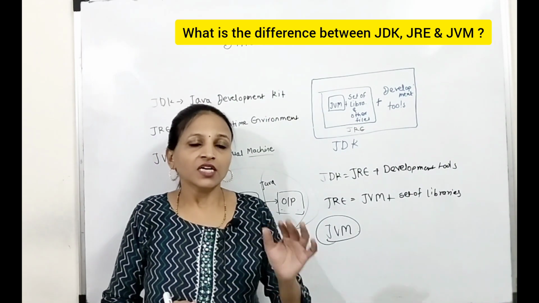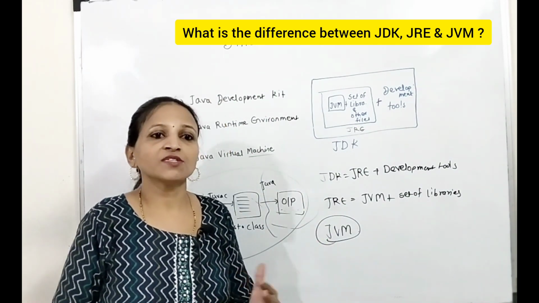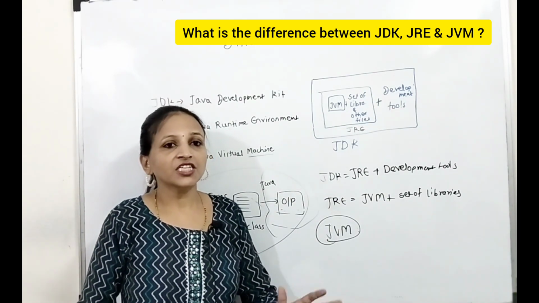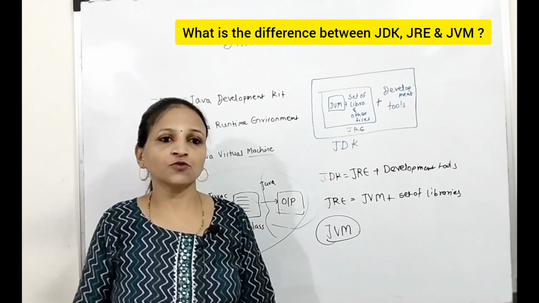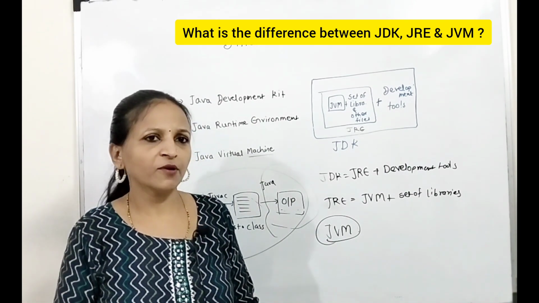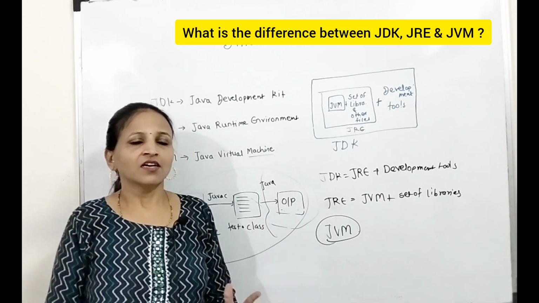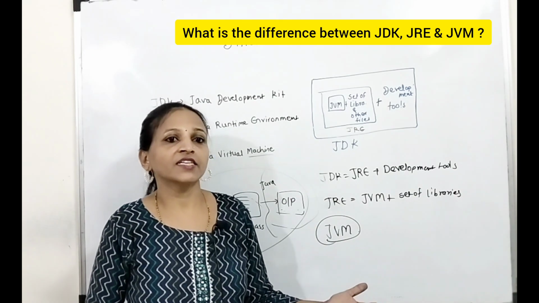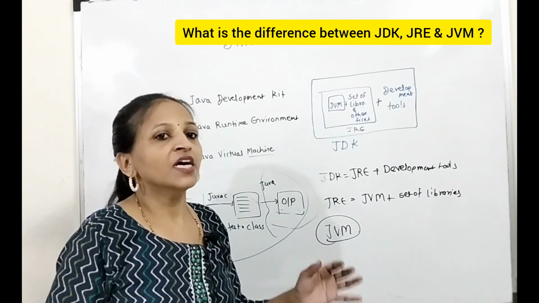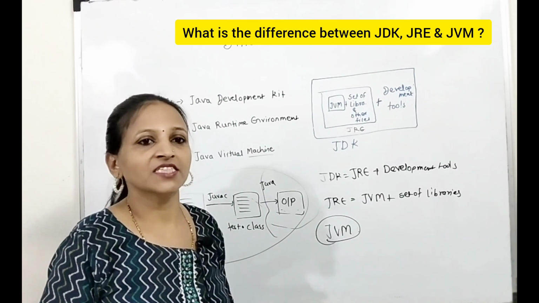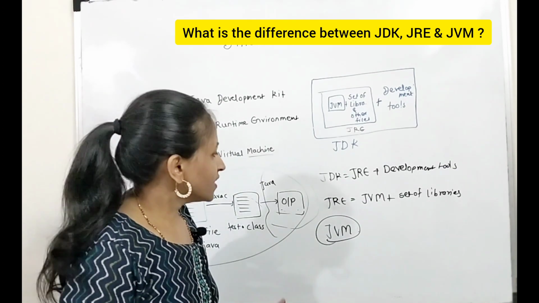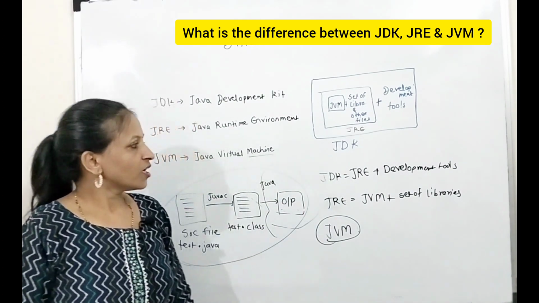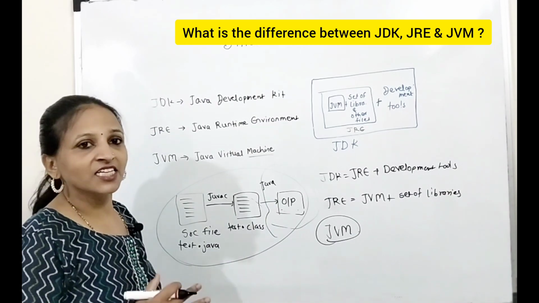That JVM is platform dependent. All operating systems have their own respective JVM, and that JVM is capable of executing any .class file. That .class file is bytecode, which is the same for all operating systems, but the executable that will be generated by that JVM is platform dependent and will be executed on that platform only. Getting it? That's why JVM is platform dependent, and it is again a software tool. This is all about the difference between JDK, JRE and JVM.